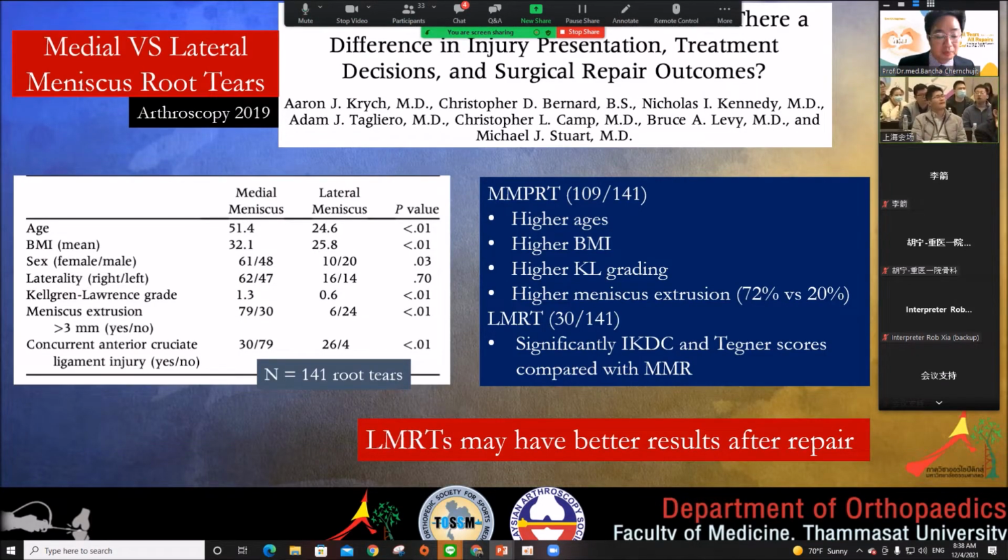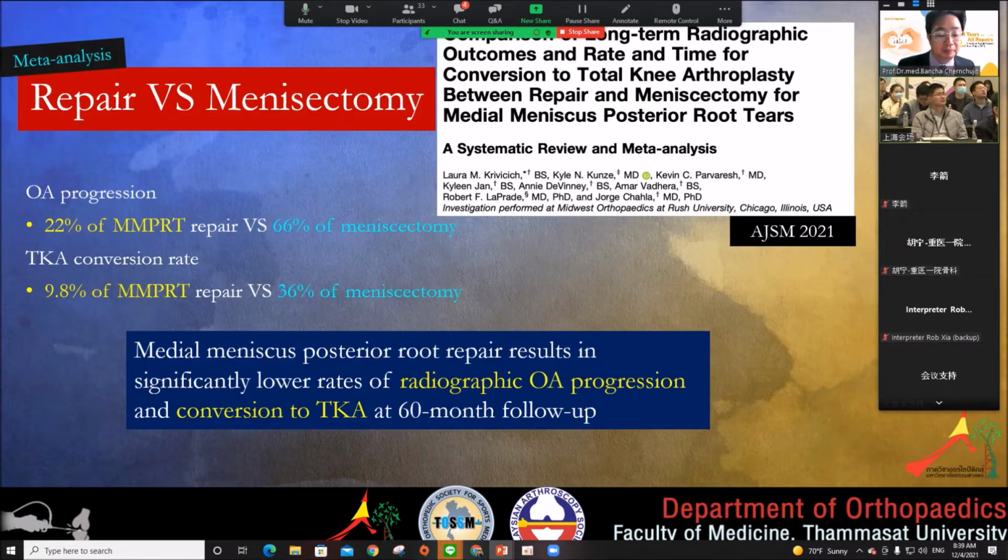So the paper in Arthroscopy 2019 compared the outcome after medial and lateral meniscus root repair in 141 root repairs. They found that the lateral side had better outcome compared to the medial side. Okay, so the lateral side outcome is better.